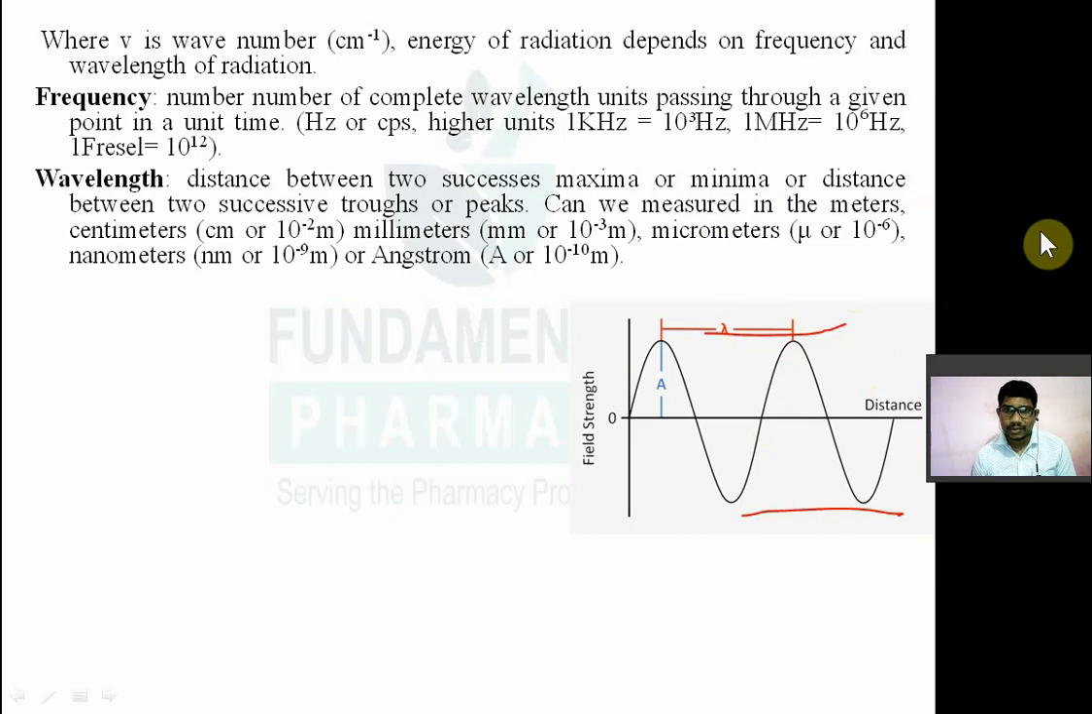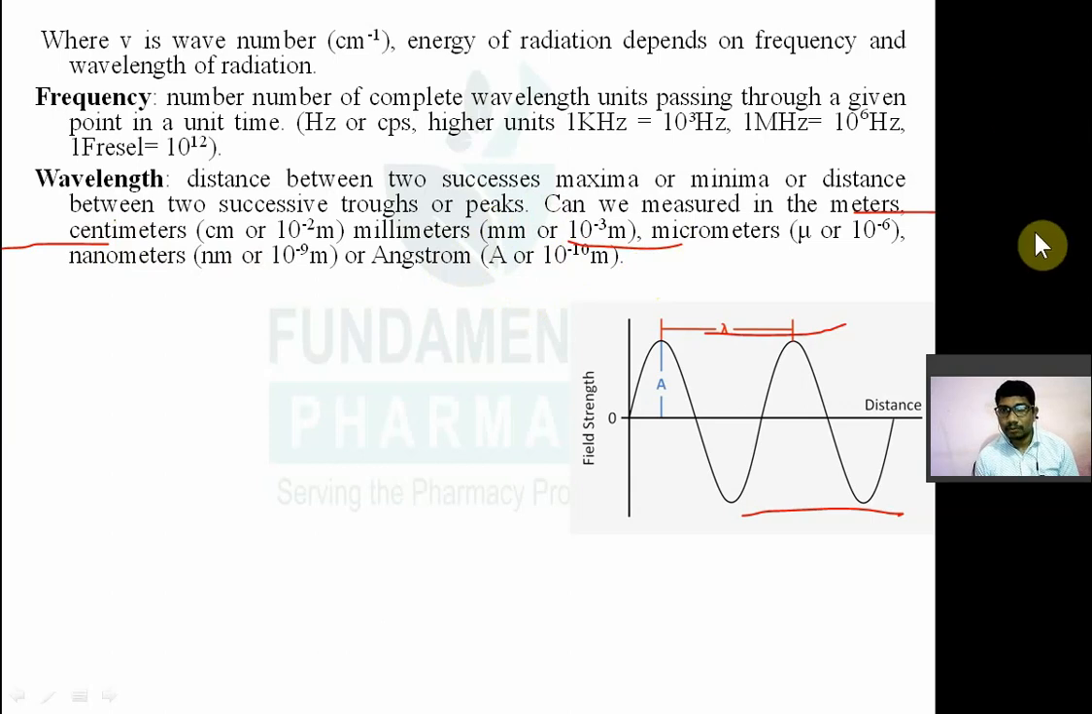Now we can measure the wavelength in different units. You can measure wavelength in meter or centimeter, that is 10 raised to minus 2 meter. Centimeter means 10 raised to minus 2 meter. Then millimeter means 10 raised to minus 3 meter. Okay, 100 centimeter is equal to 1 meter, and 1000 millimeter is equal to 1 meter, like 10 raised to minus 3.